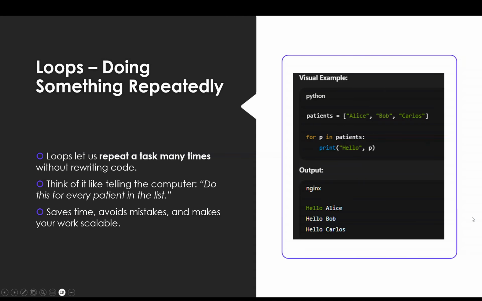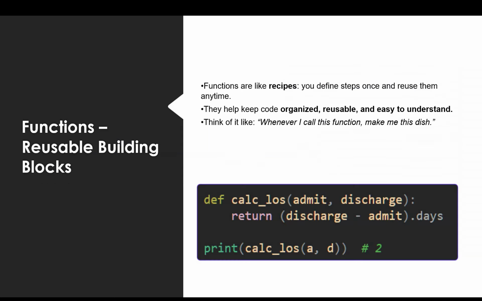You're going to see that we have patients in a list, and then after that we have a loop where we ask for every patient P in patients. We print out hello, and then that patient item from the list. So that is how we can iterate over something or loop over something like a list and do something specific with each element of the list. So that's an example of a loop and something that comes in handy within Python.